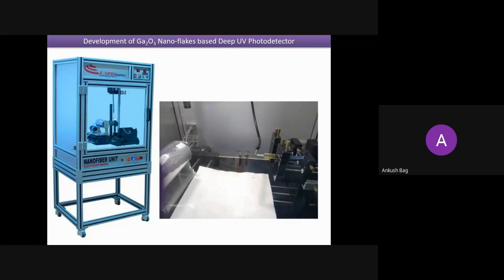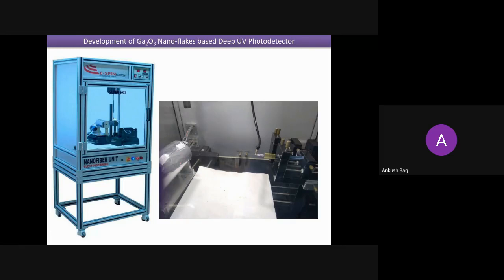Basically, this type of instrument is used to develop nanofibers. You can see the basic configuration: we have a semiconducting material along with some polymer. Using this probe, we apply a very high voltage between this syringe needle and this spindle, which rotates. Due to the electrostatic force, the semiconducting material along with the polymer comes from the syringe and gets deposited on the spindle. On top of the spindle, we keep some substrate, or sometimes we take the nanofibers along with the polymers directly.